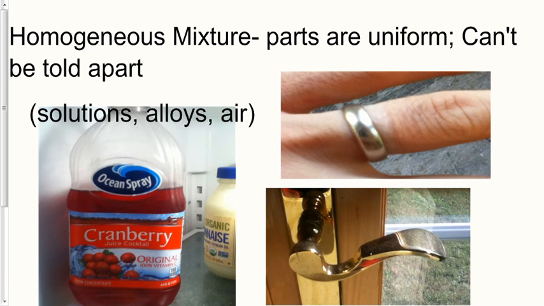Now, homogeneous mixtures are things where the parts are uniform. You can't tell them apart. Things like this are solutions, alloys, or air. A solution is something that has something dissolved in a liquid. Cranberry juice has sugar dissolved in it. The alloys, or two very common alloys, are things like gold, white gold, and wedding bands, and brass. They're both alloys. Steel is another very, very common alloy.